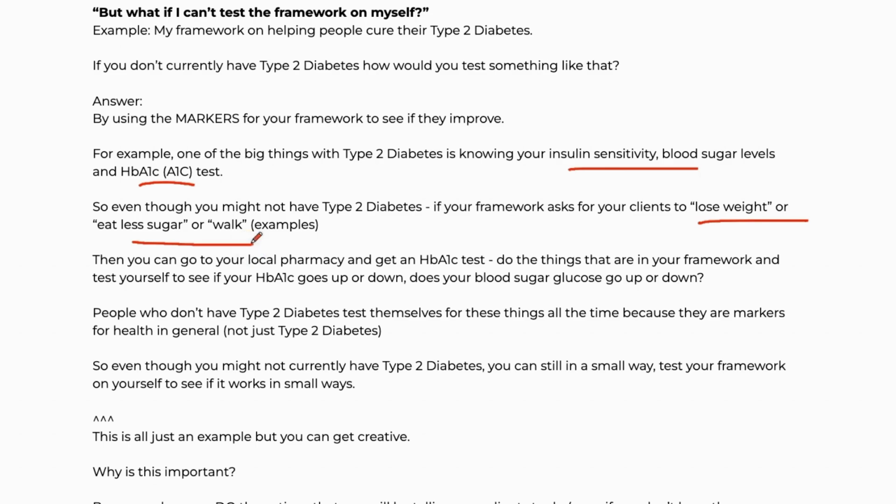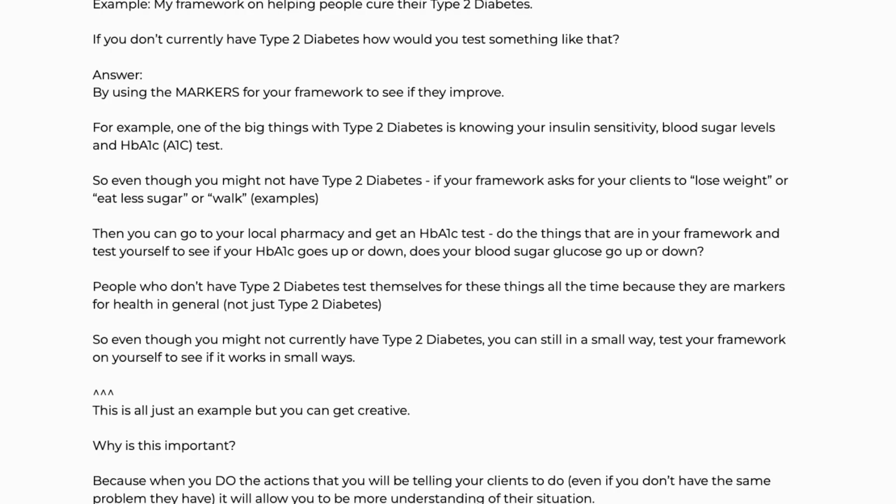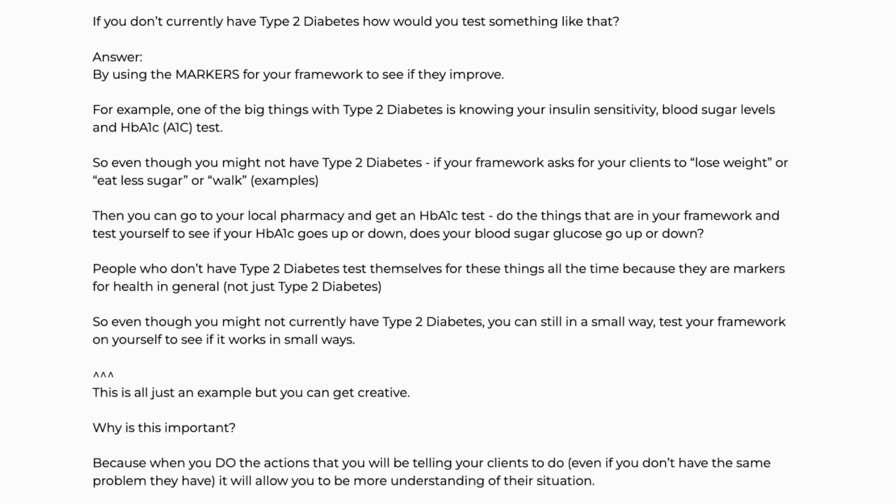And there are many people who don't even have diabetes, but actually test their A1C levels, because the A1C level has many other health benefits to track as well, right? And so this is just an example of how you can test the framework on yourself, even if you don't necessarily have that specific case. Again, this is just an example, right? You can get creative around this, but the reason why this is important is because when you do the actions that you are going to be telling your clients to do, even if you don't have the same problem that they have, it is going to allow you to understand their situation so much better, right?